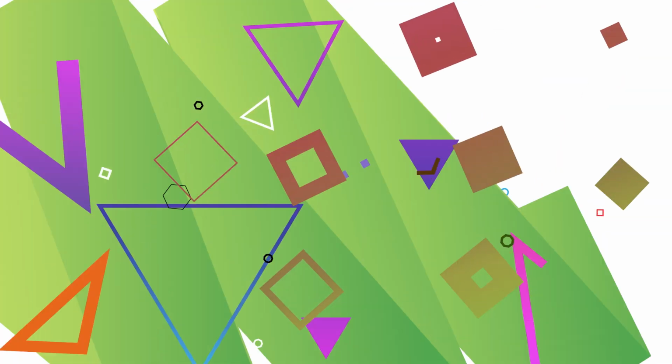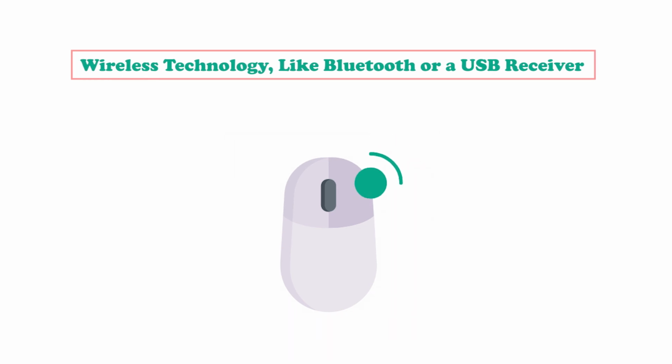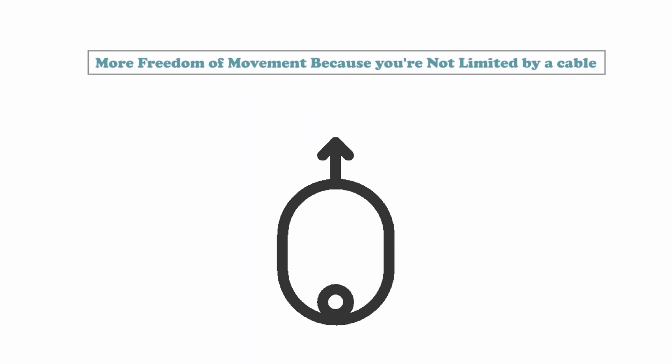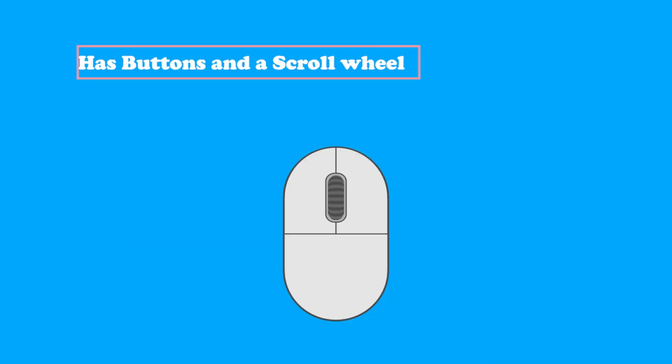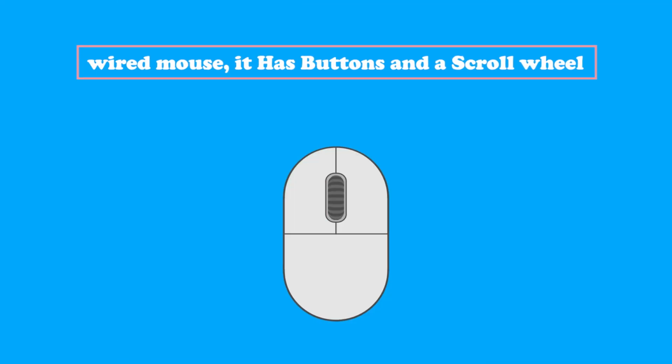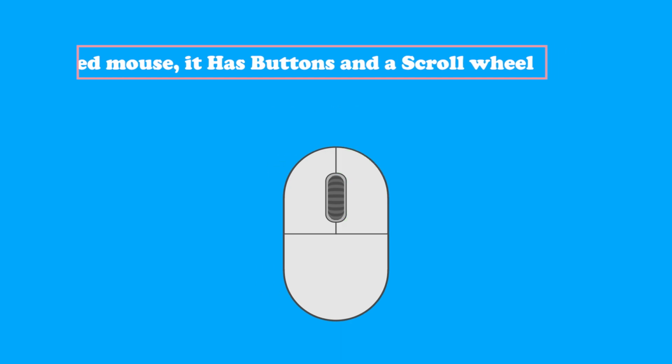The wireless mouse. Next we have the wireless mouse. As the name suggests, it doesn't have any cables and it is connected to the computer using wireless technology like Bluetooth or USB receiver. The wireless mouse offers more freedom of movement because you're not limited by the cable. You can move it around more easily and it can be used from a distance. Just like the wired mouse, it has buttons and a scroll wheel and it usually requires a battery or can be rechargeable.